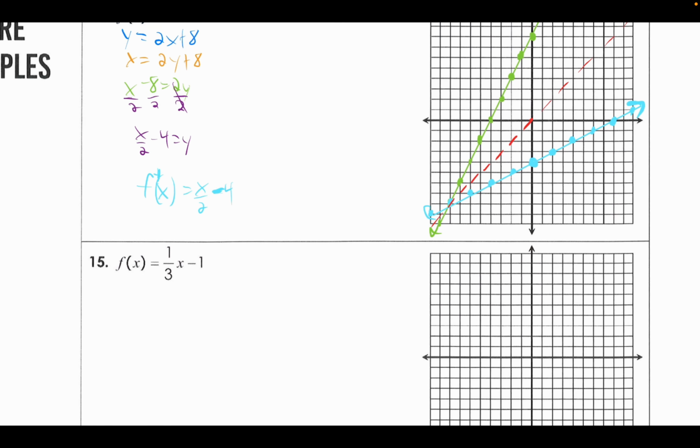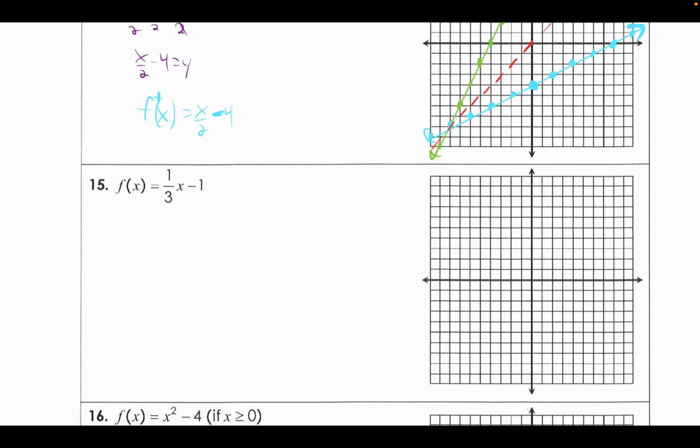On to number 15, the exact same process. So y equals 1/3 x minus 1. Switch x and y, and then solve for y. So add 1 to each side, and then multiply each side by 3, giving you 3x plus 1 equals y. And then rewriting this as f inverse of x equals 3x plus 3.